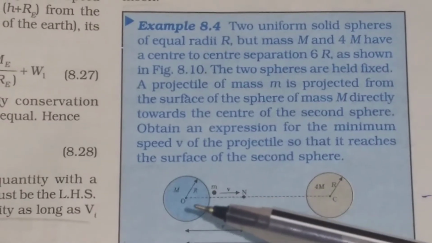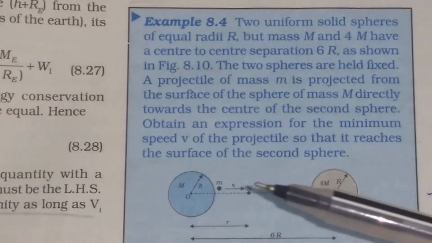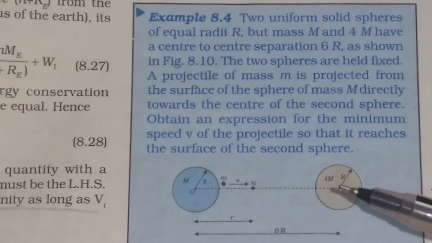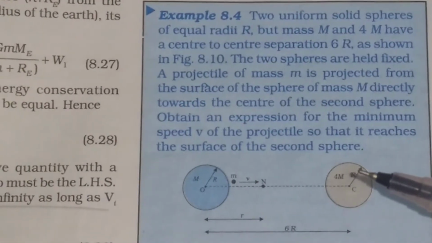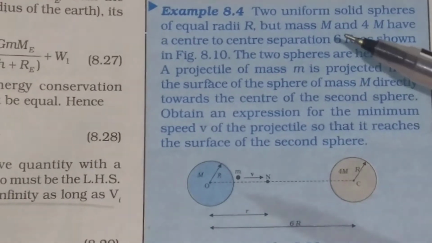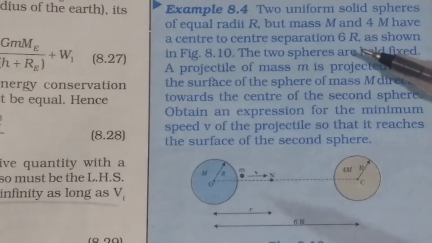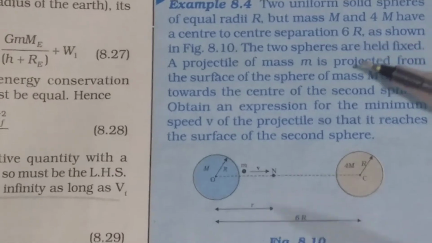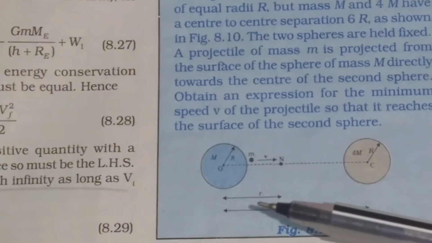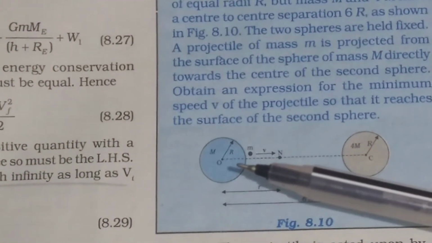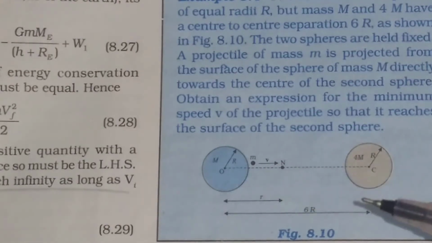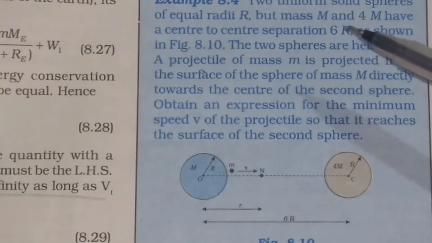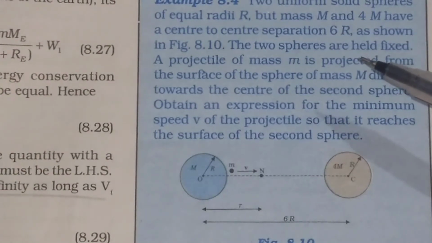Suppose the mass of this sphere is m and the mass of this sphere is 4m. The radius of this sphere is r and the radius of this sphere is also r, and the two spheres are separated by a distance 6r. You see in the figure the distance of separation between the centers of the two spheres is equal to 6r. And the two spheres are held fixed.